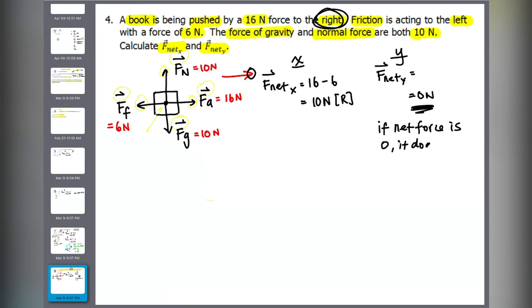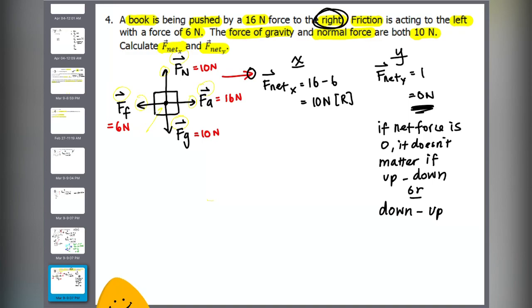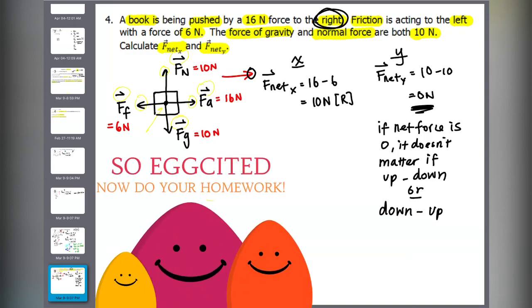I want you to keep in mind, if net force is 0, it doesn't matter if up minus down or down minus up. I don't know if you get what I'm saying, but we'll do more examples. Hopefully there's a chance that we can go through some examples so that this will make sense. So it's 10 minus 10, it equals 0. So overall net force, we found that it is 10 newtons to the right. That's my answer. Okay. So now the lesson is done.